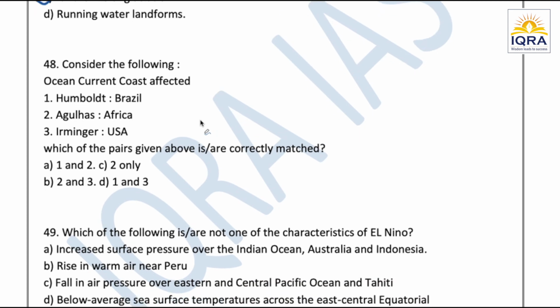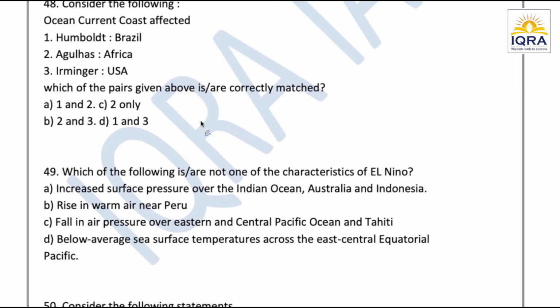Moving on to the next question, question number 48. Consider the following. Some ocean currents are given and these places are given. You have to correctly match them. Humboldt, Brazil; Agulhas, Africa; and Irminger, USA. So Humboldt, Brazil, this is not correct because Humboldt is a Peru current, not a Brazilian current. Hence, this statement 1 is incorrect.